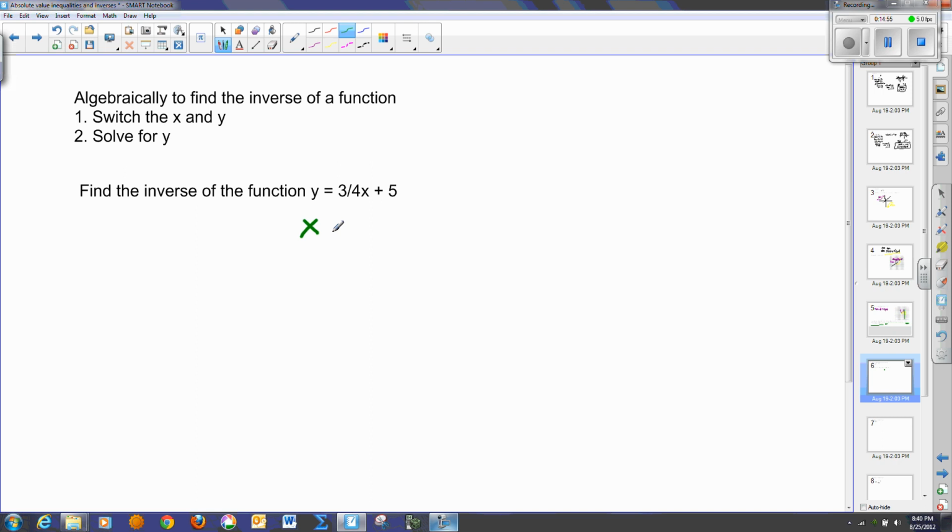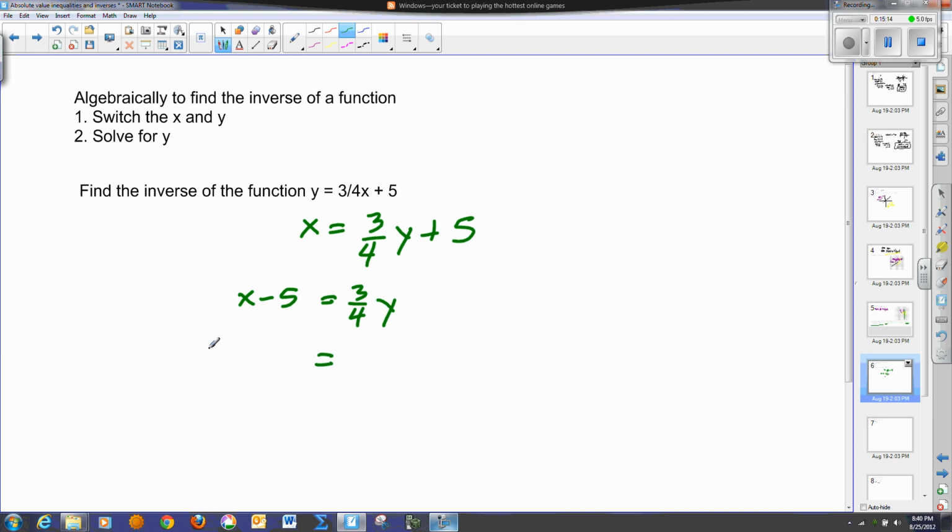So this becomes x equals 3/4 y plus 5. I'll now solve for y by subtracting 5, and then multiplying both sides of the equation by 4/3. And that is my algebraic inverse of the function. Let's do another one for practice.